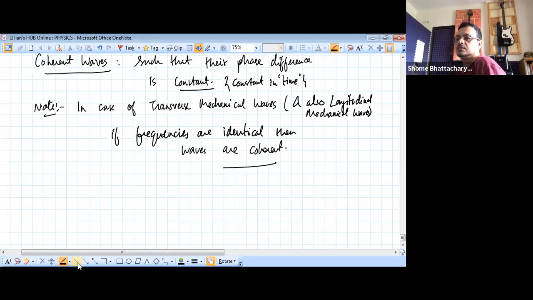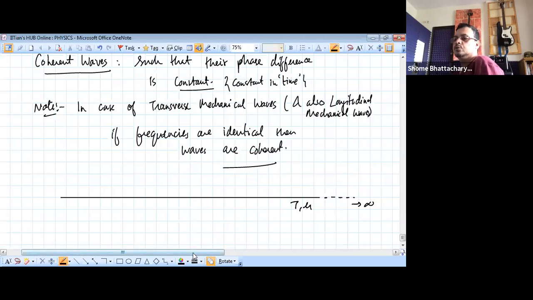So let us understand this like this: suppose we have a very long string going to infinity, with tension P, and now we have two sources. One source S1 is of amplitude A1, frequency F1. It is creating a wave which is traveling with a speed v like this.